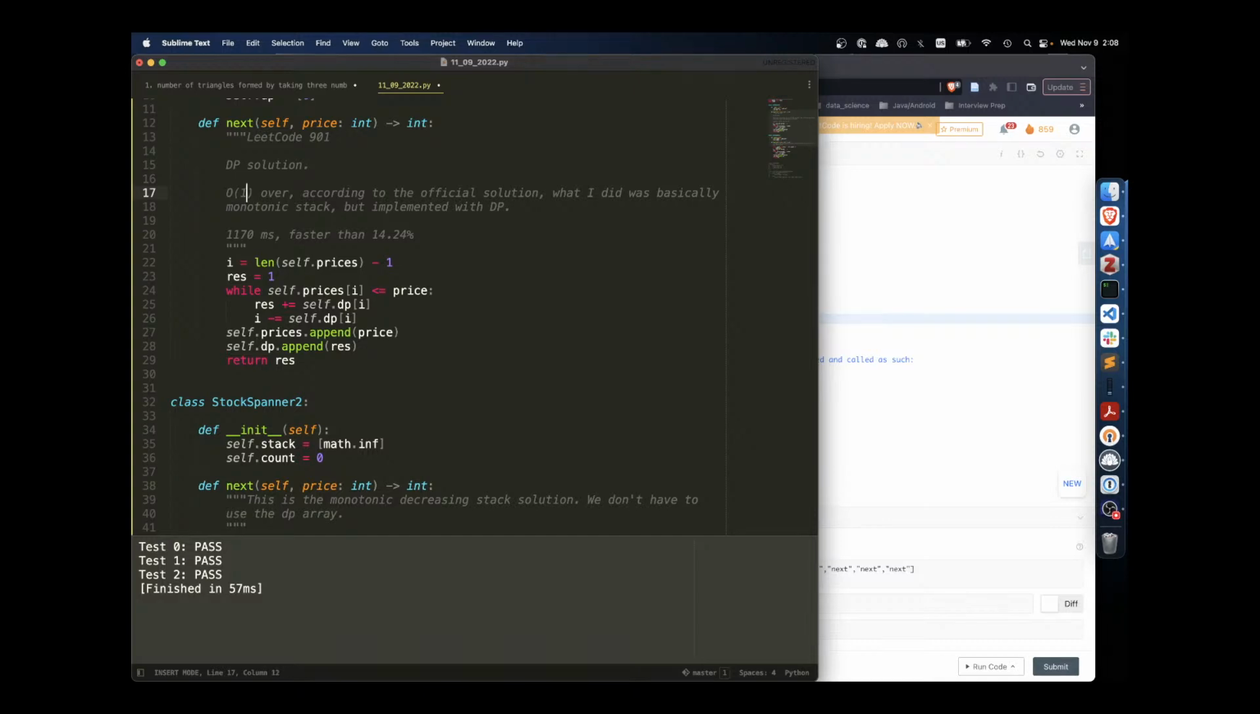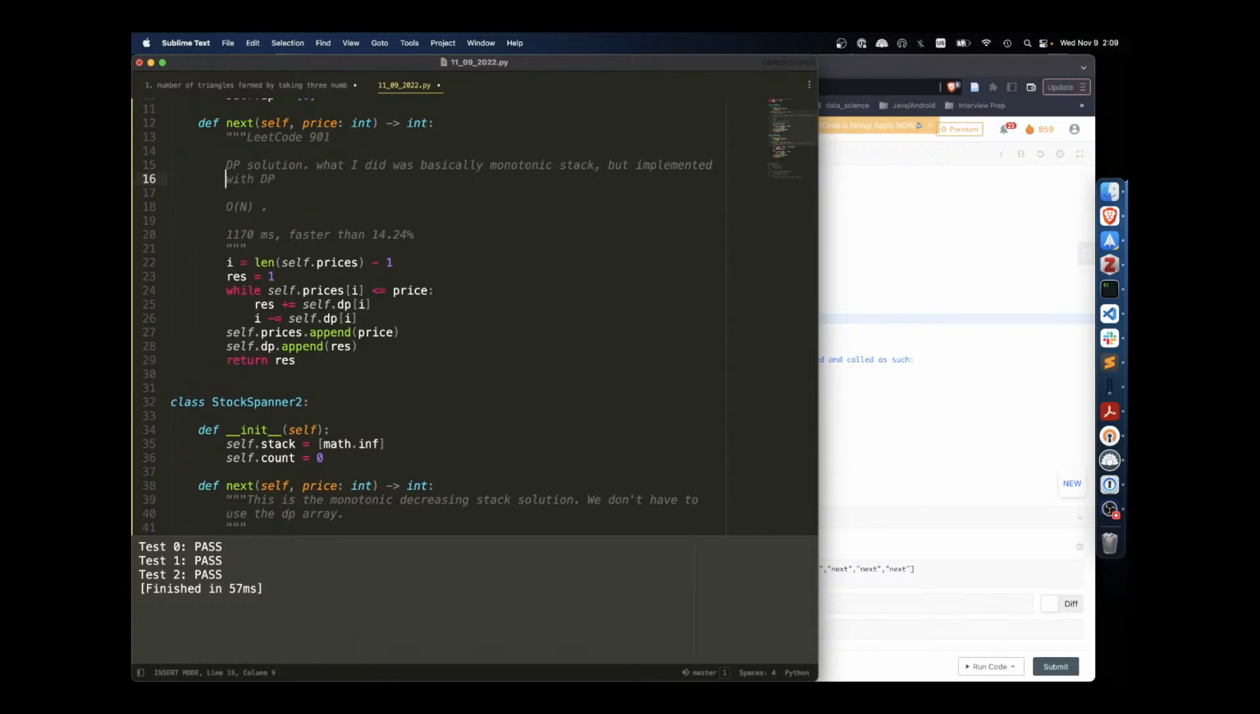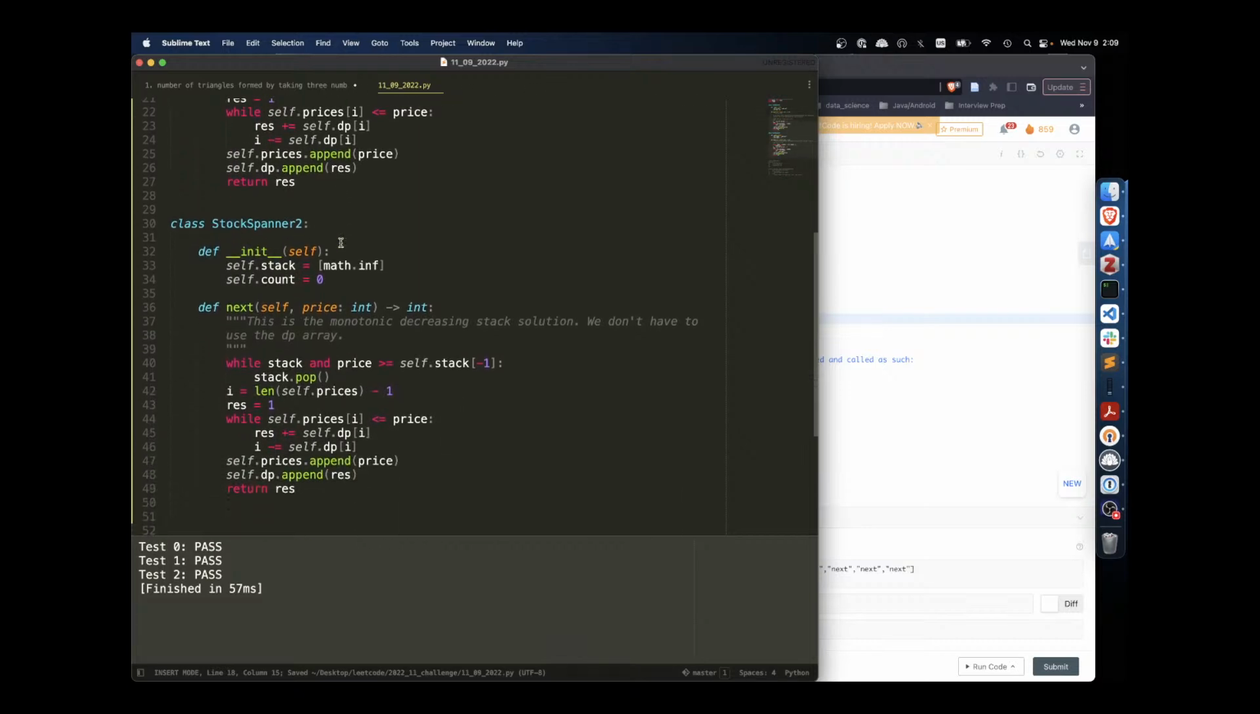No, you know what? I'd like to call it O(N). Not a good implementation, waste of space. This one itself is O(N). I mean, overall, you can say it's all. I don't like this overall kind of talk.